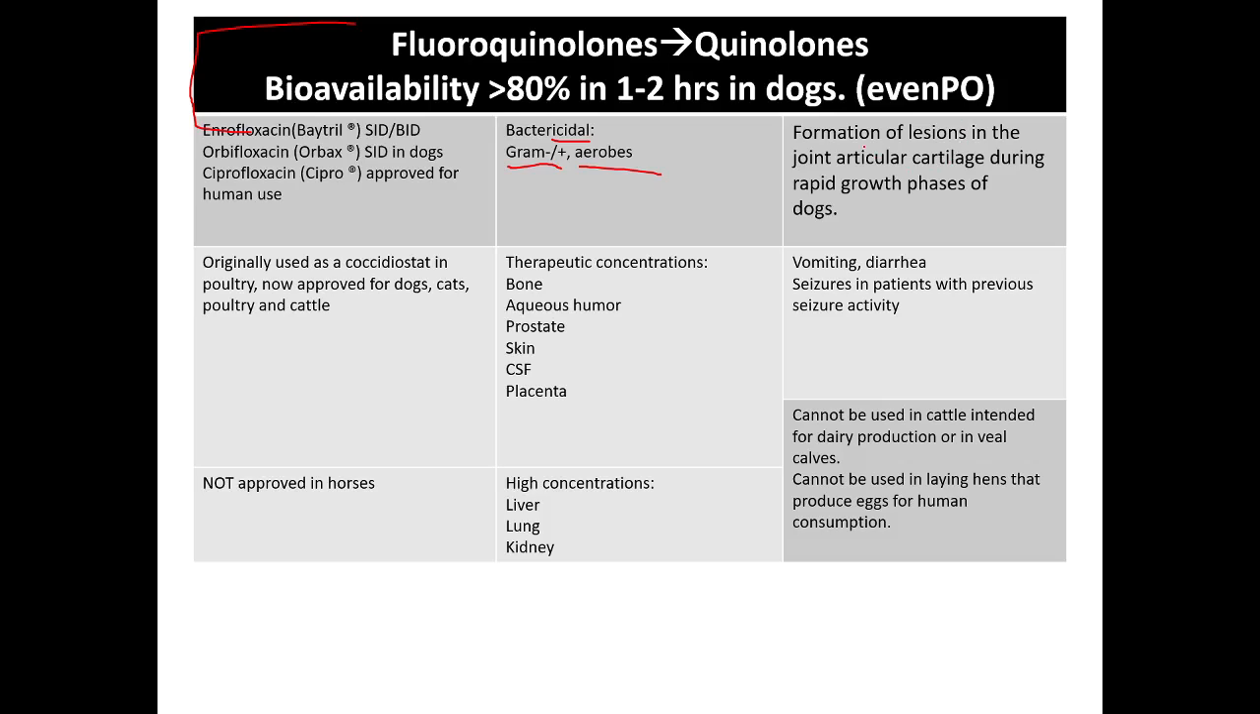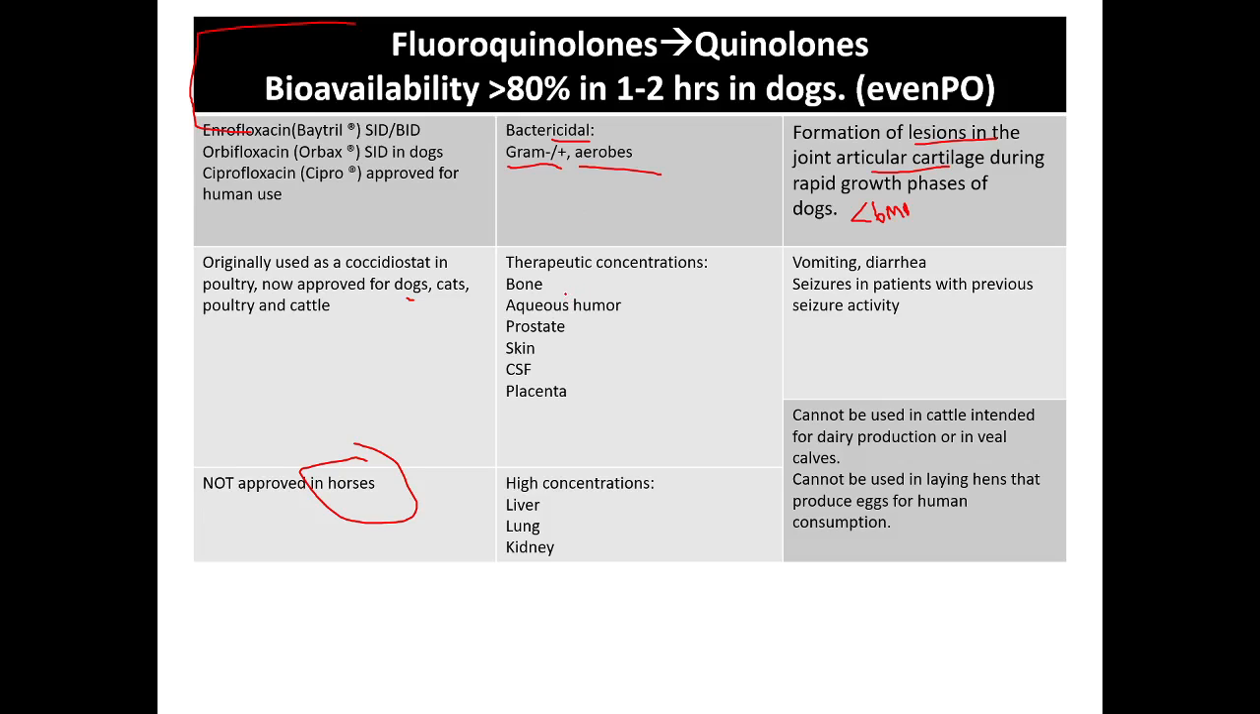They can cause lesions in the articular cartilage during rapid growth phases of dogs, and they increase the possibility that they are going to close the growth plates earlier. So we do not recommend this. It's contraindicated in dogs less than 6 months of age. I do not recommend it. We originally used it as a coccidiostat, but now we use it in dogs, cats, poultry, and cattle, but not in horses. Do not use it in horses.